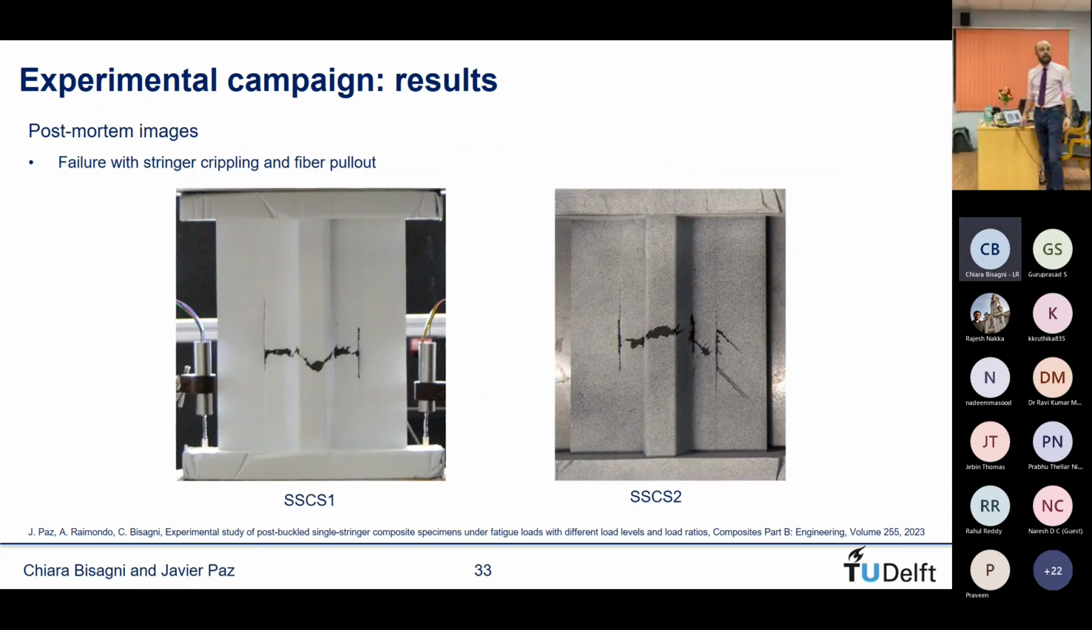So these are the postmortem images of the specimens. We see that the failure of both of them is very similar. We get stringer peeling, we get the same tunneling between the skin and the stringer. And in the case of specimen 2, we also saw some fiber pullout, and that when it broke, it just ripped some fibers from the skin.